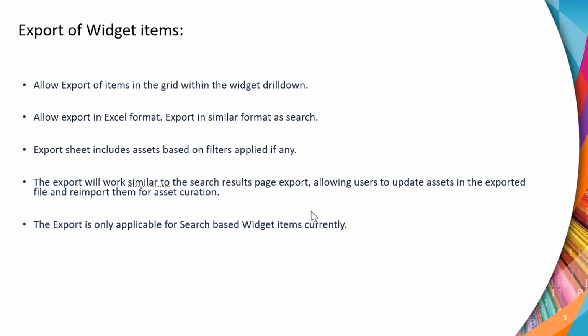Till the current release, the export can only be performed from the search results page or the catalog source overview page. But from the April release, we can do it from the widgets as well. This is currently limited to search-based widgets and not other widgets like data quality. The export is similar to the format of how you do it from the search results page. An Excel file is generated, and you can update the Excel file and re-import it back as well. The Excel file can include assets based on the filter you have applied.